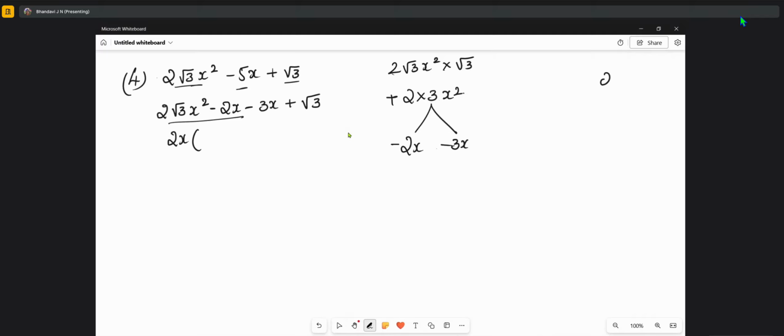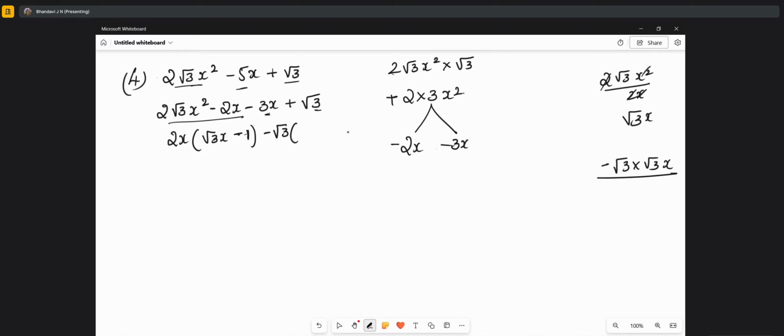What will you get here? 2 root 3x square by 2x, you will get root 3x, correct? Root 3x, minus 2x by 2x will be 1. And here the common term I can take is root 3. Minus root 3 I can take. Because 3 I can write as root 3 into root 3, correct? Into x here. So minus root 3 into root 3 into x.